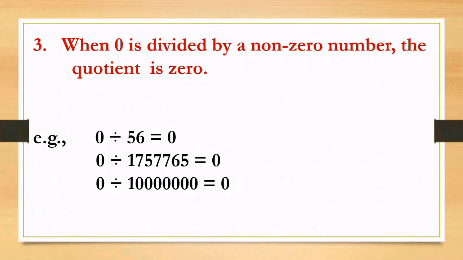Third, when 0 is divided by a non-zero number, the quotient is 0. That means if we divide 0 by any number, we get 0 as the quotient.